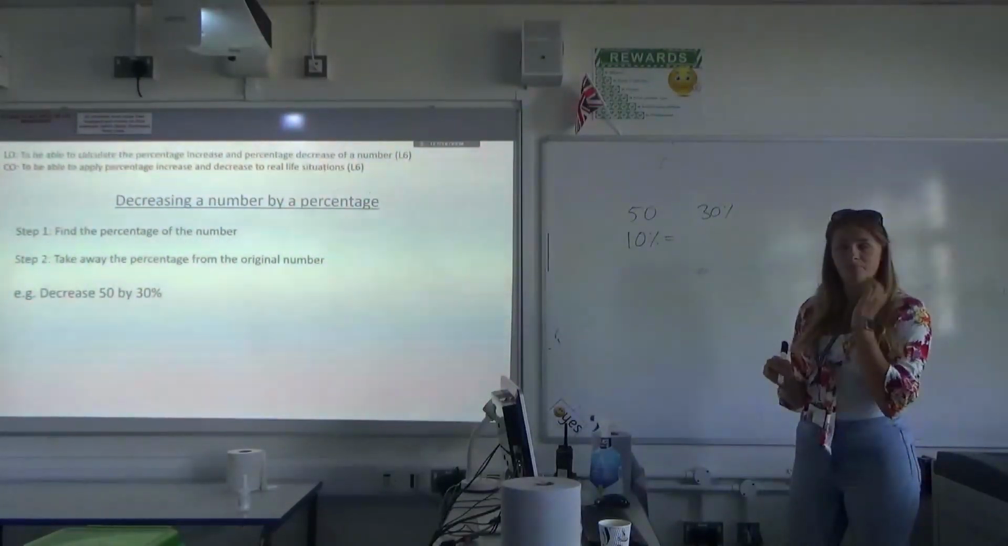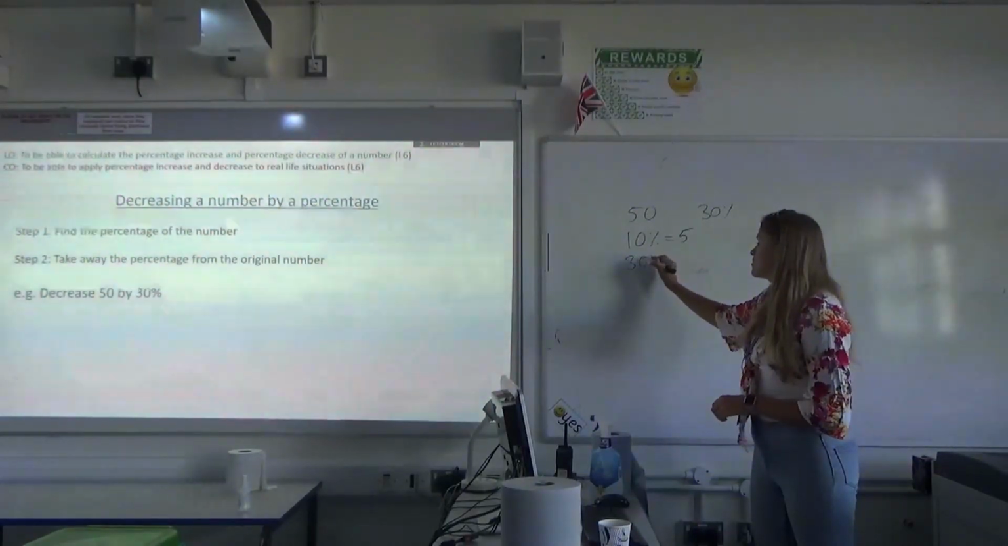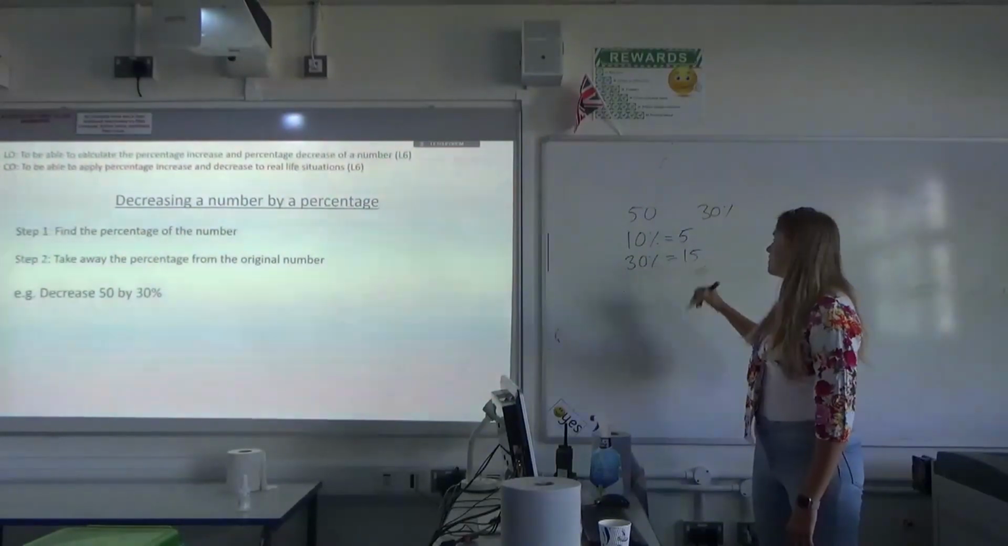10% of 50 is 5, we divide by 10. And we want to get to 30%. To get from 10 to 30, we're going to times by 3. So I know I get 15.